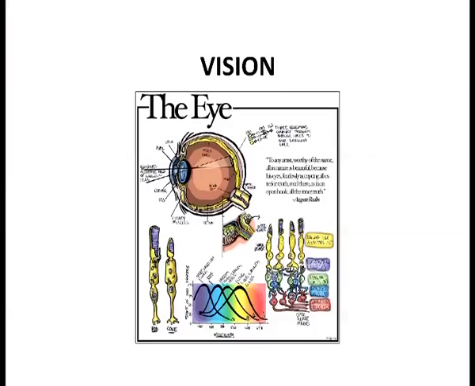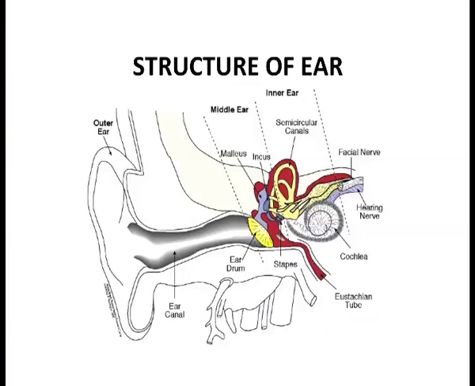So, dear learners, this was all for today, in which we talked about different sense organs, and particularly we discussed vision and the structure of the eye, and audition and the structure of the ear. I hope you have understood. Thank you.